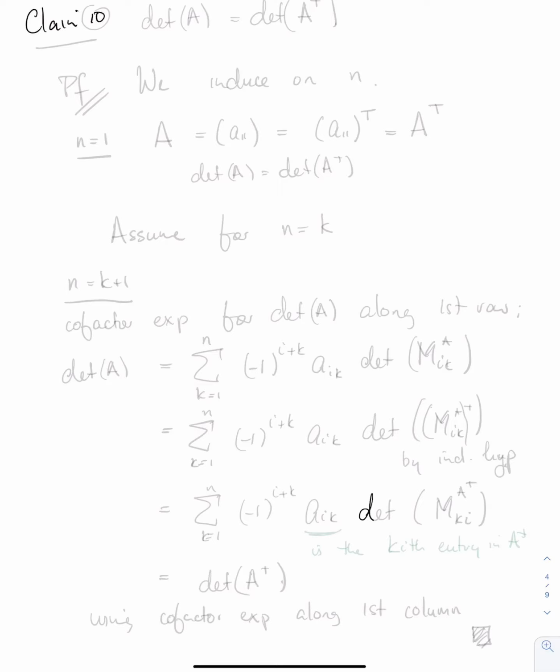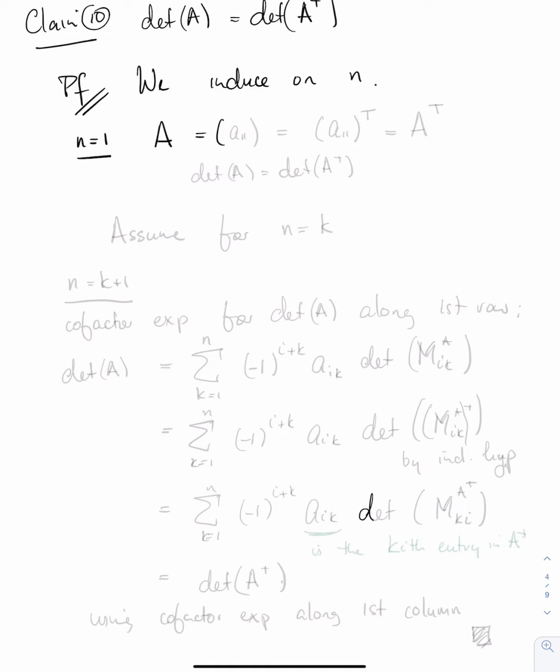Claim 10. The determinant of A is equal to the determinant of A transpose. Proof. We're going to do this proof by induction. In particular, we're going to induce on N, where A is an N by N matrix. So we induce on N. As in any inductive proof, first we establish the base case for N equal to 1.